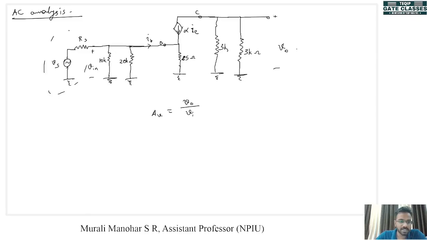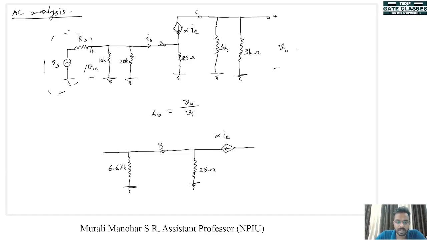Now we can redraw this again. Since we don't need this, I am removing this from the circuit. So this becomes like this. This 10K and 20K will make 6.67K, which is the parallel combination of 10K and 20K. Now here we have the base, and here the emitter resistor RE, which is 25 ohms. Here alpha IE is coming. Here we have a resistance, which is the combination of 3K and 3K. Since they are parallel, this is 1.5K. Now across this we have our output.